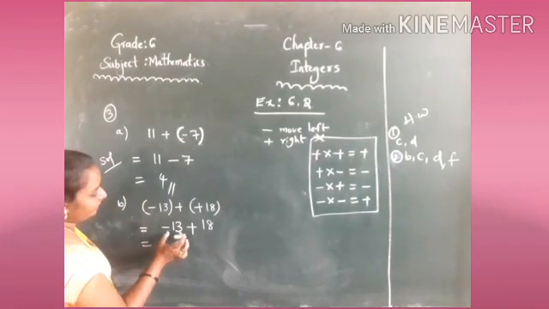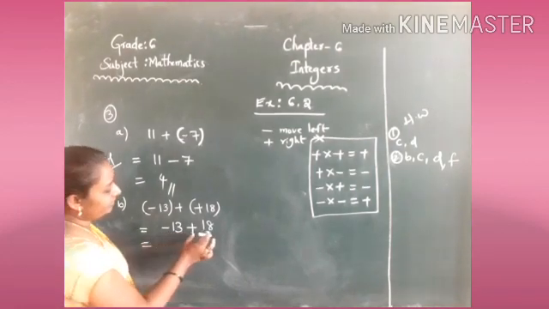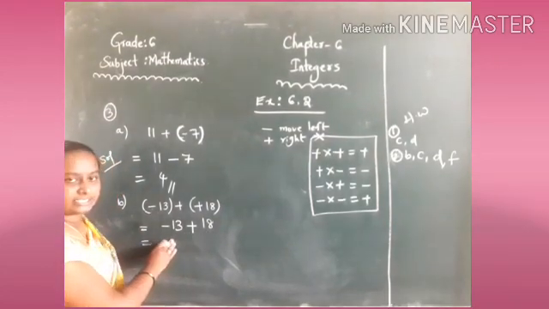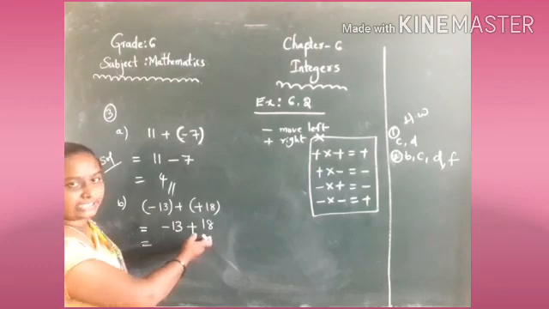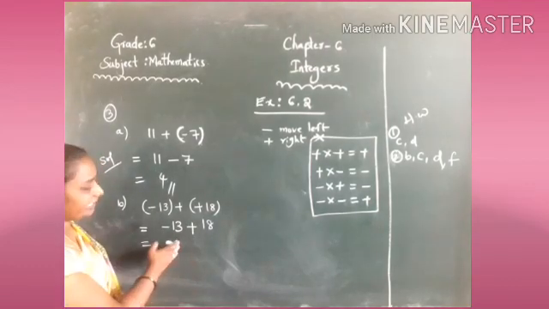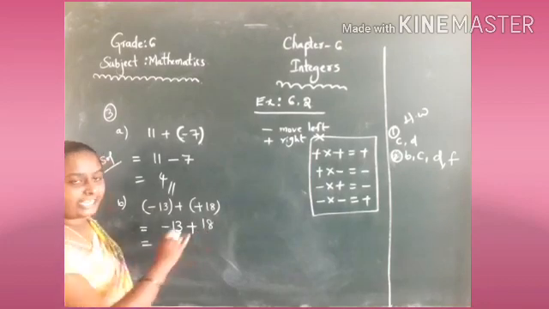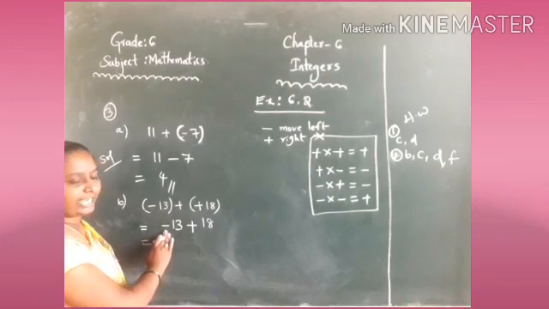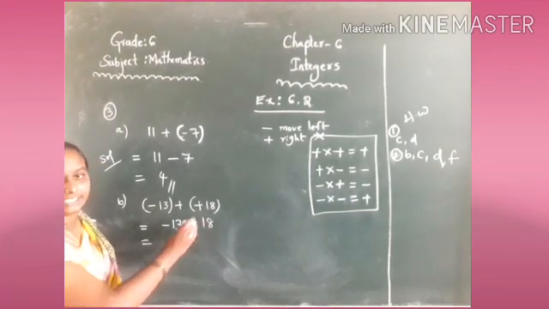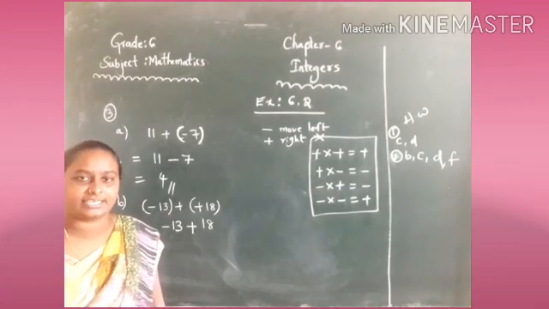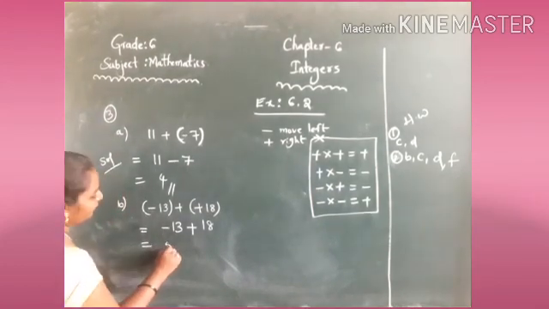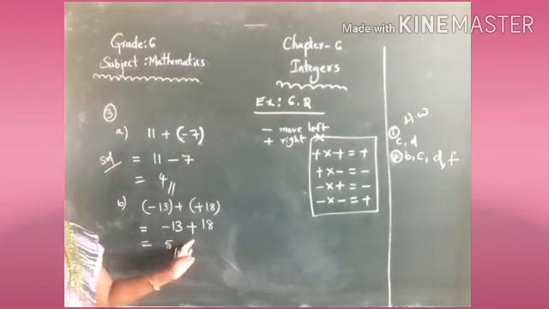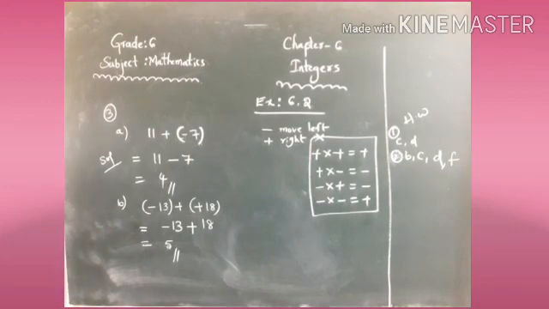Now observe here, minus 13 is a negative integer. Plus 18 is a positive integer. So is plus 18 more or minus 13 more? Always positive integers are greater than negative integers. Here plus 18 integers are there. We have to subtract 13 integers from 18. So how many integers remain? 5. Very good, 5. That is the answer. So easy problem, right?